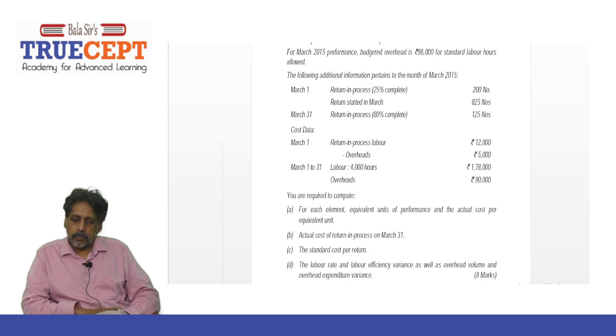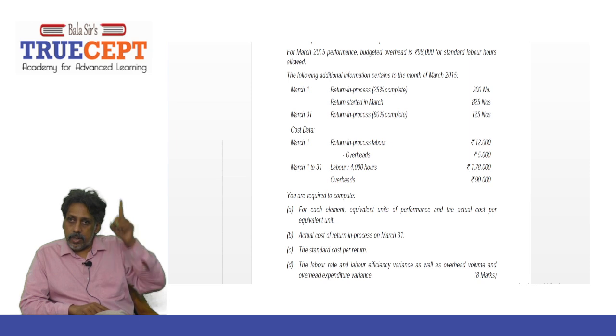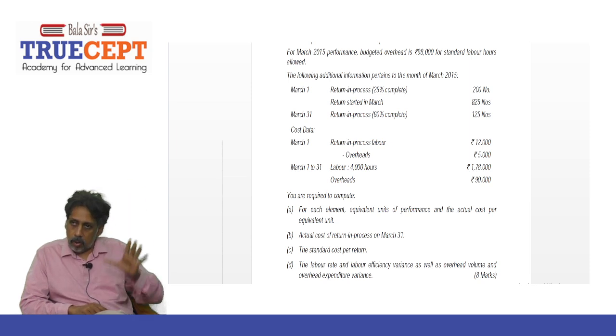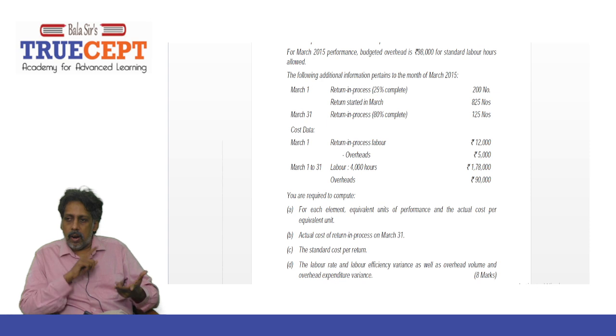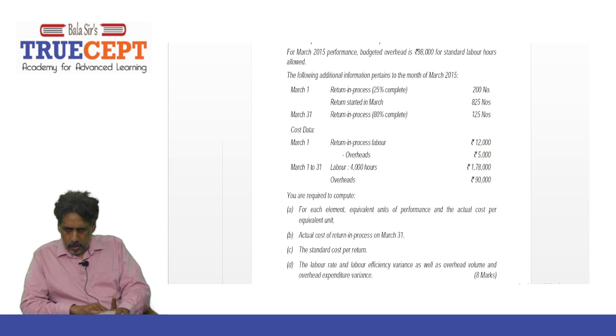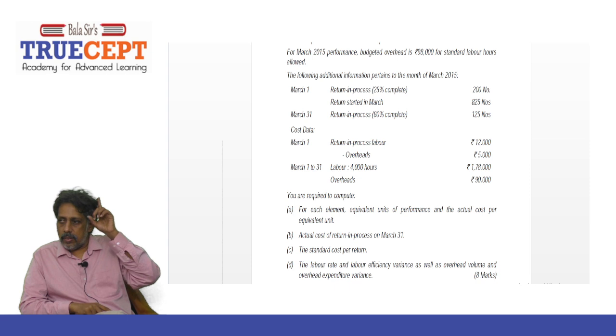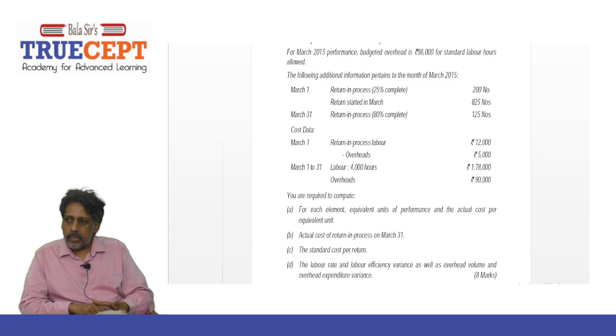Cost data. For March 1st, return in process: labor 12,000 rupees. Overhead 5,000. You know what is the meaning? To complete the 25% work on those 200 units, remember 25% means out of 5 hours, 1.25 hours have been already completed. For getting that work done, the labor cost incurred is rupees 12,000, and the overhead cost incurred is 5,000. These are expenses incurred on opening work in progress, which is 25% complete.